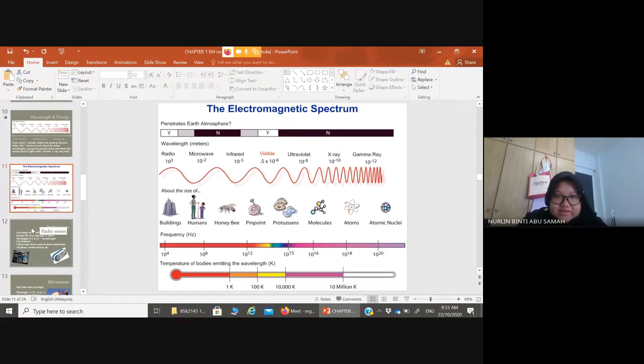So here you can see also the size. The size for radio is bigger. And when we talk about gamma ray, they are focusing on the nuclei, the nucleus of the atom.